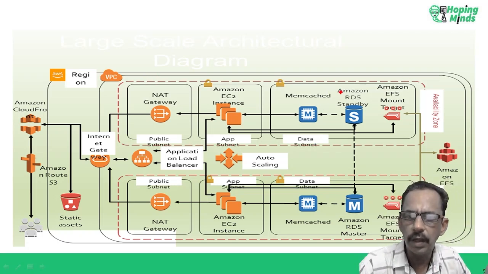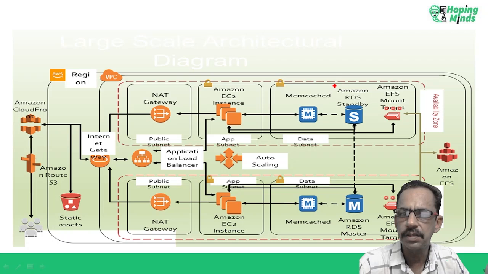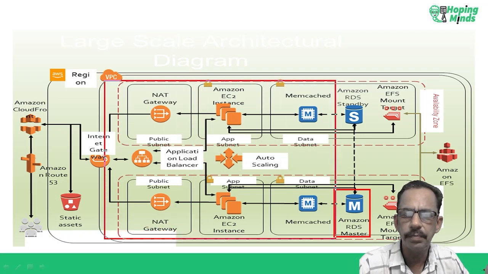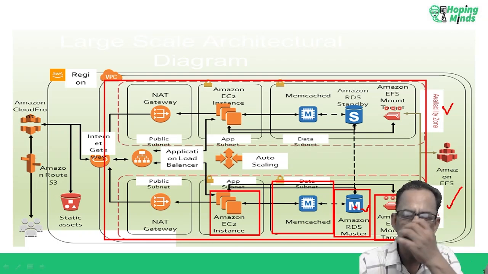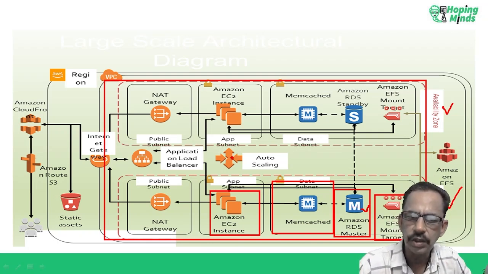Here we are going to set up Relational Database Service. This is a relational database master. This is a complete region. Under that region, we have created one VPC. In this VPC, we have two different availability zones: one availability zone, two availability zone. In these availability zones, we have put an EFS file system, RDS database server, then cache server, then EC2 instances that communicate here. There is auto scaling here also.